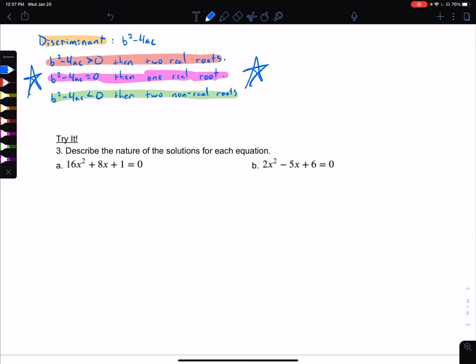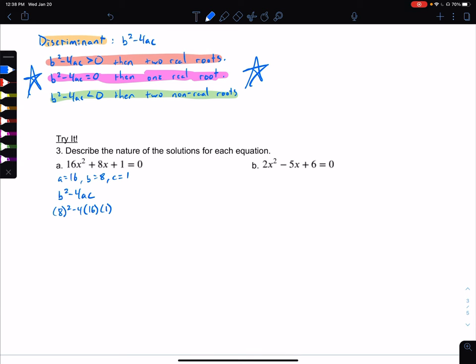And for these, remember, you're only looking at the discriminant up here. You only care about b squared minus 4ac. We don't need the entire formula. So I'm going to label my parts, and I'm going to look at b squared minus 4ac. So b would be 8, a is 16, and c is 1.